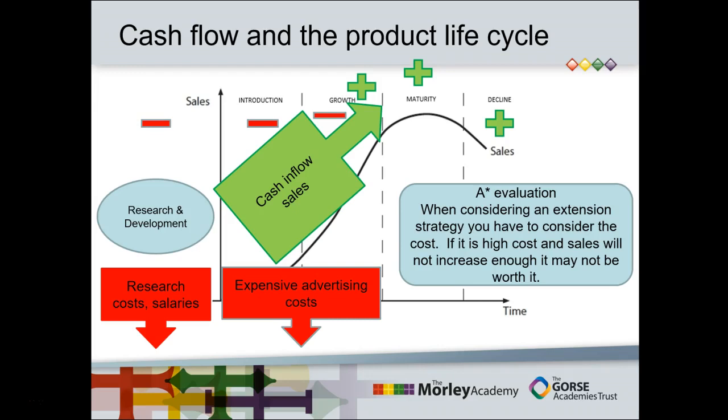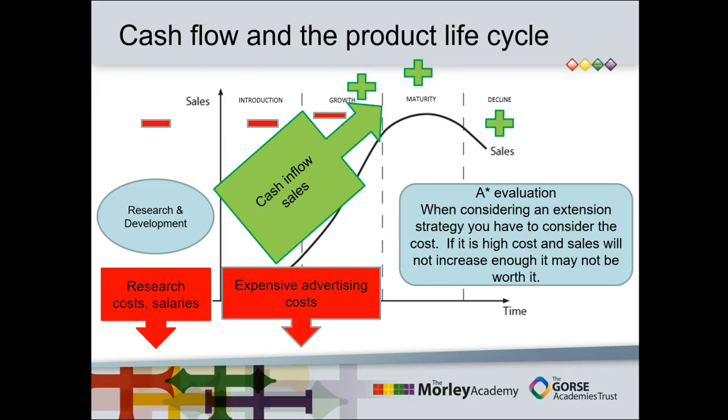But the key is that by the time we've got to maturity, and even in decline phase, we're trying to hold on to it because we're not spending money on trying to advertise the product or on vast salaries researching and finding out about the product. That's already been done. And so we're trying to keep on to sales for as long as we can because it's positive cash flow.